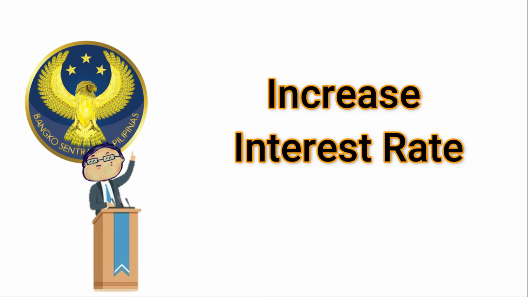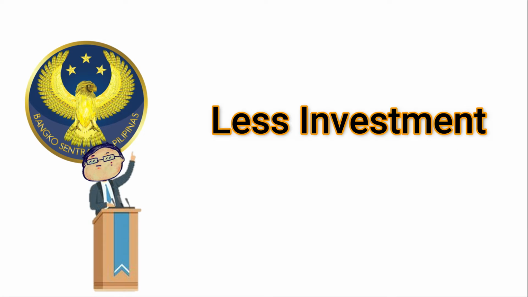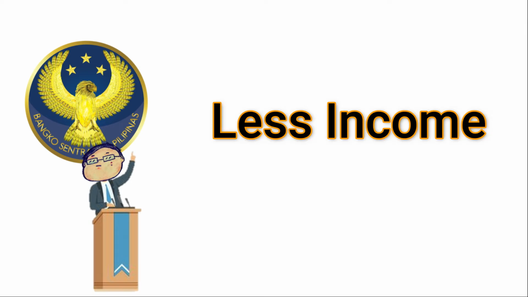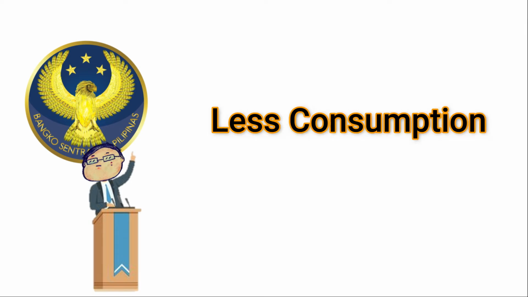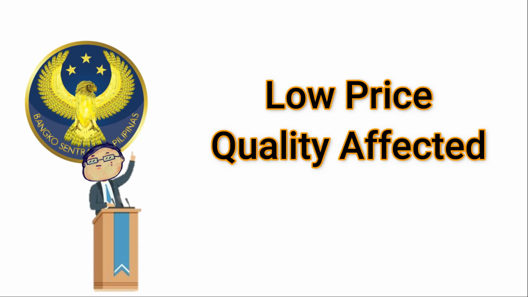The decreasing money supply is done by increasing interest rates. The increase in interest rates will discourage people and businesses from borrowing money. Less borrowing will lead to less investment. Less investment will lead to less income. Less income will lead to less consumption. And less consumption will force businesses to produce less or drop the price so they can attract consumers to buy. Price drop sometimes affects the quality of goods and services.